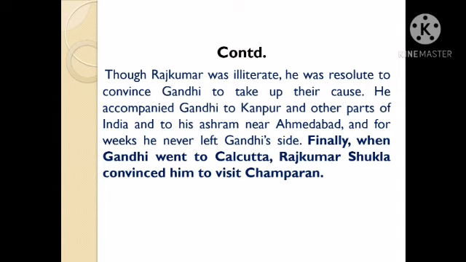He accompanied, which means followed, Gandhiji to Kanpur and other parts of India and to his ashram near Ahmedabad. And for weeks he never left Gandhi's side. So this shows how determined he was for Gandhiji to take up their case. Finally, when Gandhi went to Calcutta, Rajkumar Shukla convinced him to visit Champaran, a district in Bihar.